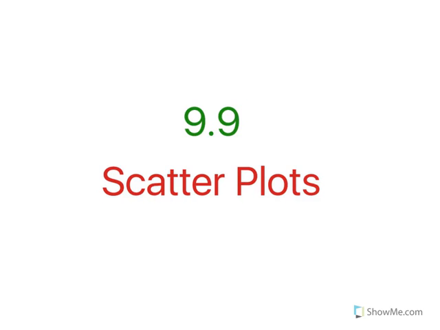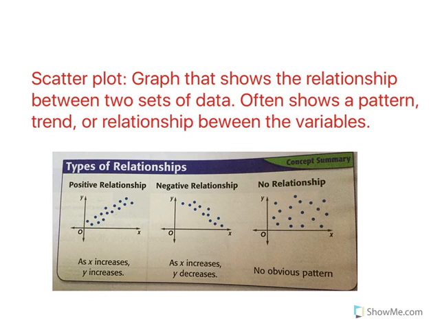This lesson is on section 9.9 titled Scatter Plots. A scatter plot is a graph that shows a relationship between two sets of data, and it often shows a pattern, trend, or relationship between the variables. You can think of a scatter plot as just a graph of a bunch of data points. And when you graph the data points, you can come up with three different ideas from it.